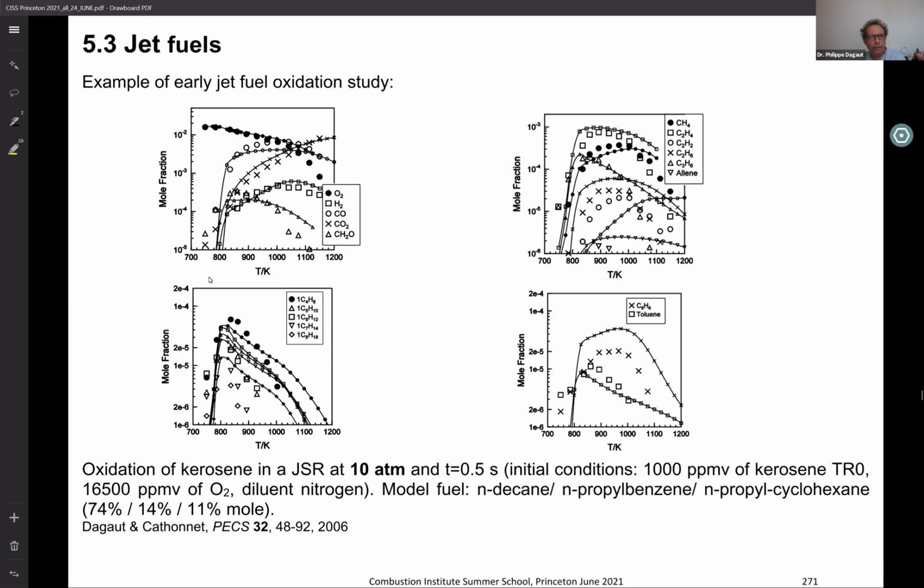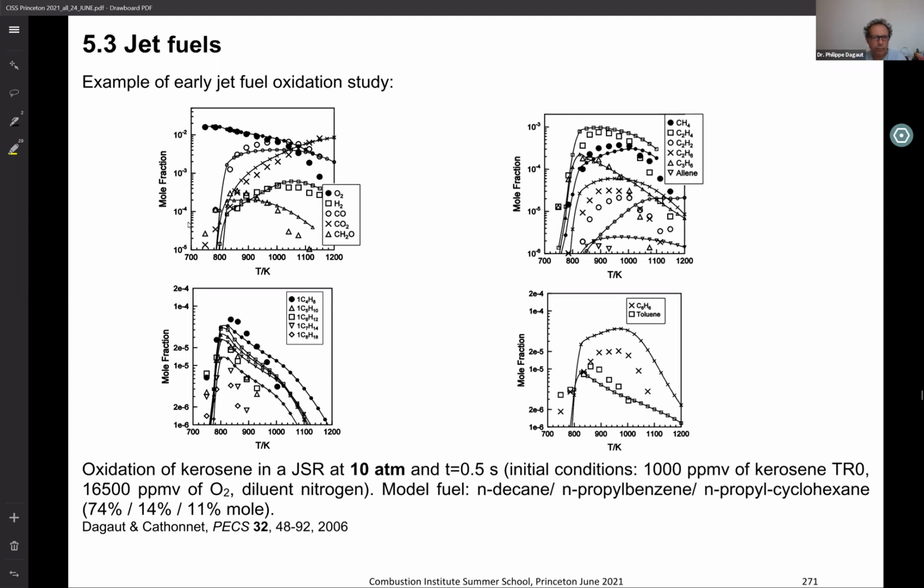And what we can see here is that this model has no low temperature chemistry. So all the chemistry below about 800 K cannot be simulated properly, and this is what we see. We have some reactivity around 750, and this is not predicted by the model. You can see here also.